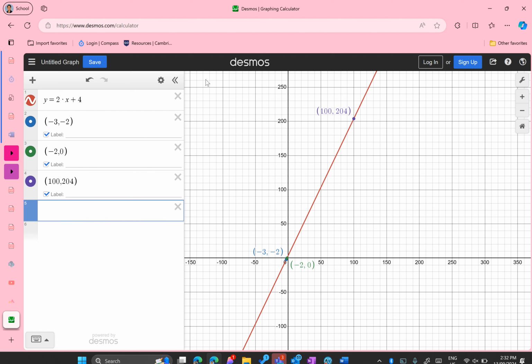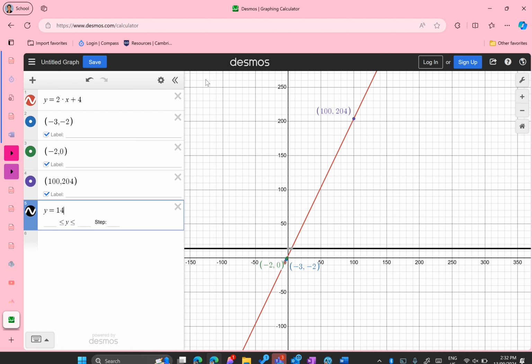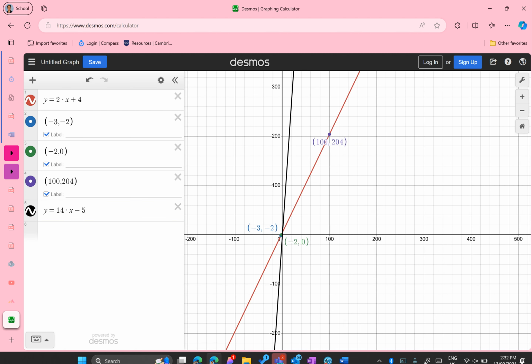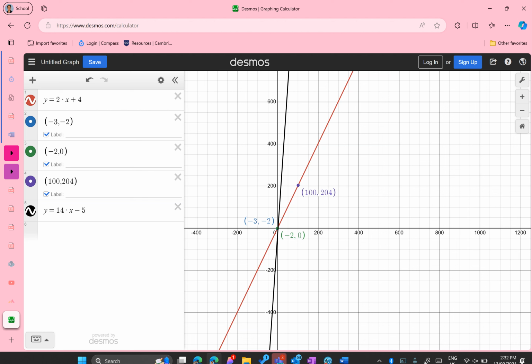So I'll do Y is how much you earn. Say you earn $14, so $14 per hour, so times X. That's the amount of hours that you work. And you spend $5 per week. Let's work it. That's your pattern. So looking at this graph now, depending on how much it costs to get your iPhone.